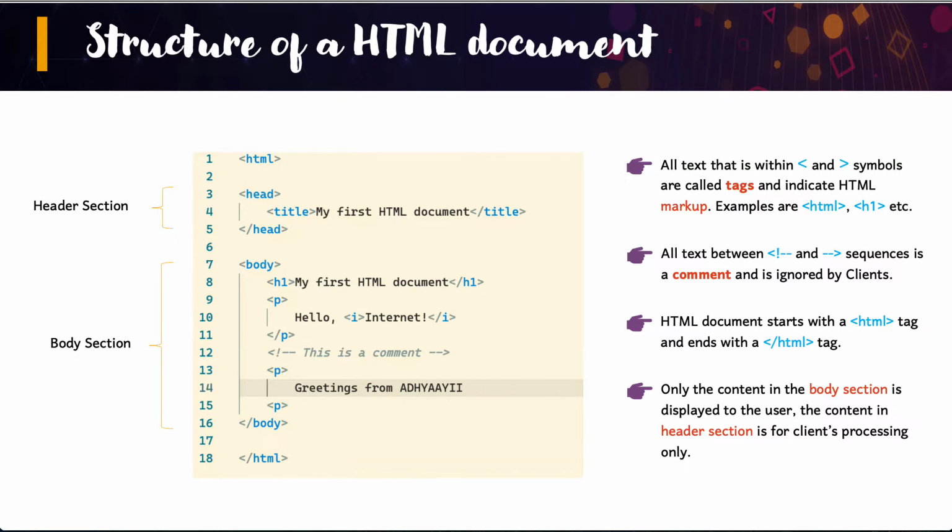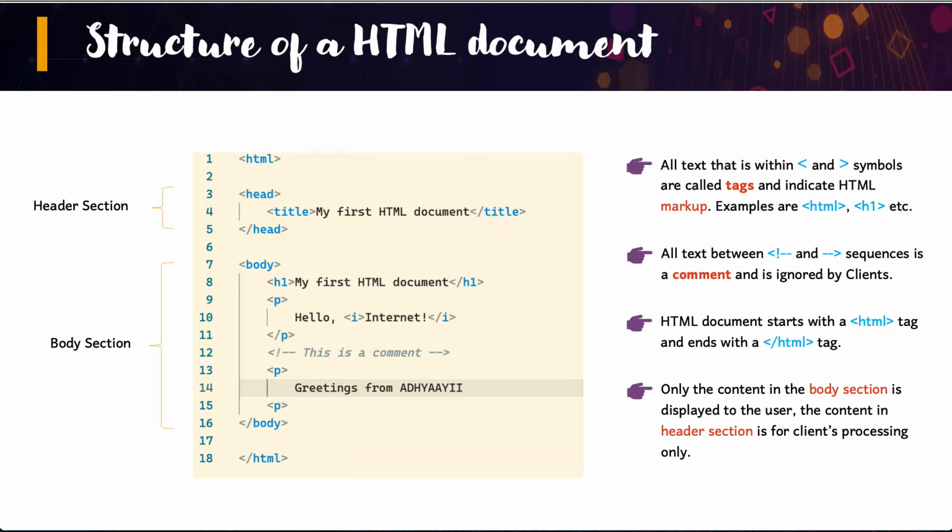Now it's the same HTML document, but let's look at each of the individual tags. All the text that is within the less than and greater than symbols is called a tag. This we have seen even in the previous lesson. We are officially defining it now. These are called tags and they indicate HTML markup.